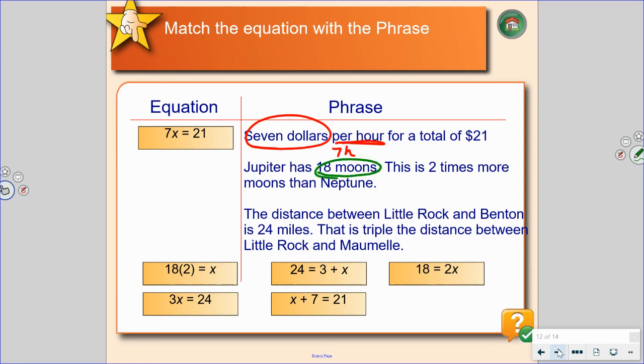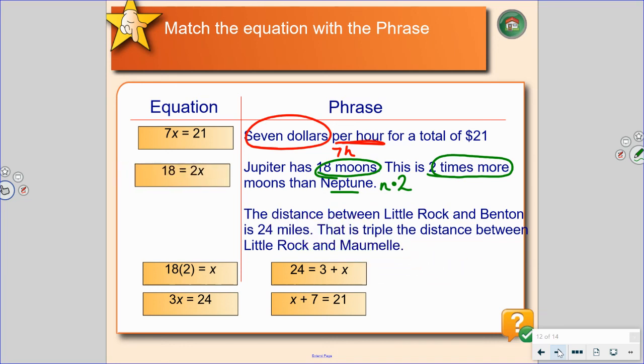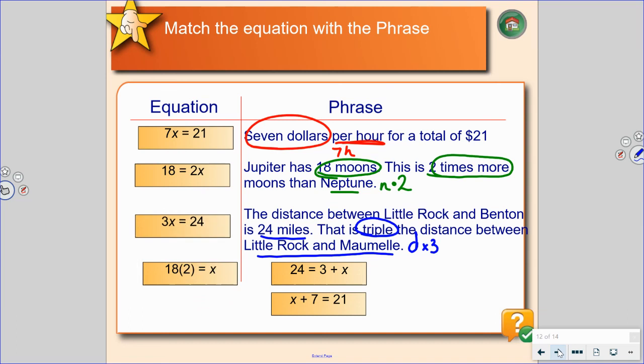Jupiter has 18 moons. This is 2 times more than Neptune. Okay, wait a second. So n is the number of Neptune, and we have 2 times that. So the equation that would match up here, 18 is equal to 2x. Lastly, distance between Little Rock and Benton is 24 miles. That is triple. Aha, what does triple mean? Triple means 3 times. Distance between Little Rock and Maumelle. 3 times that distance. Looks like that fellow.